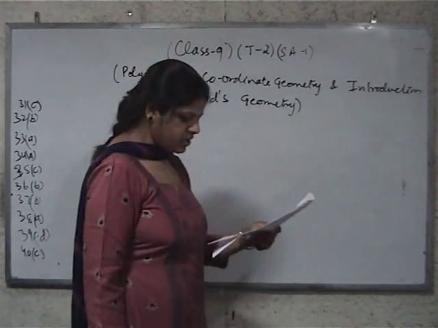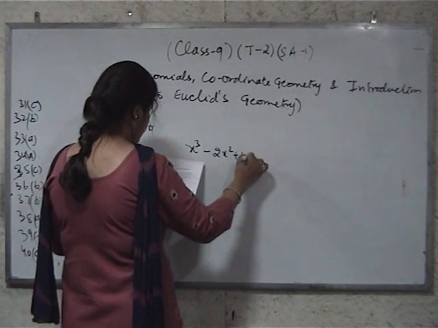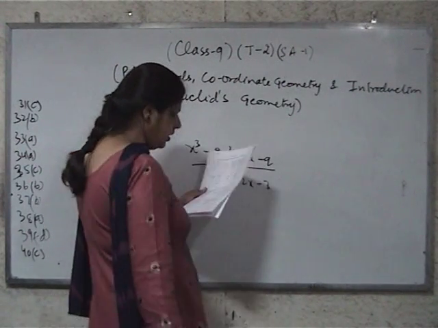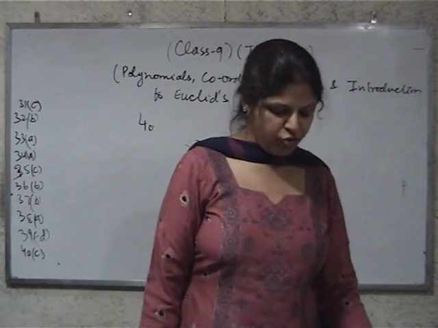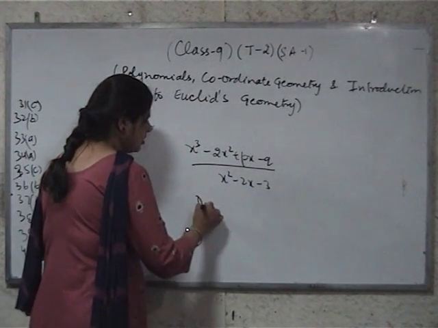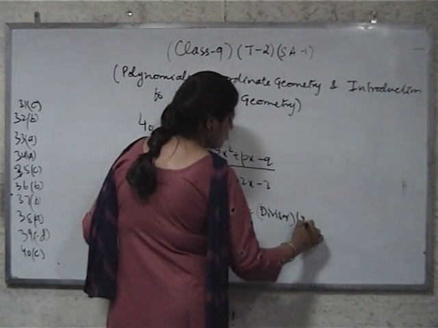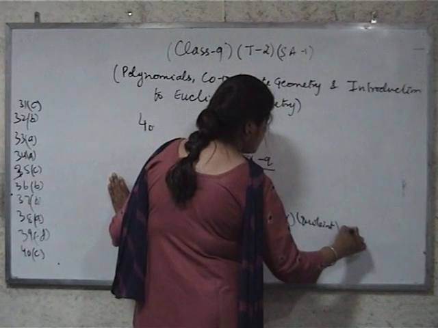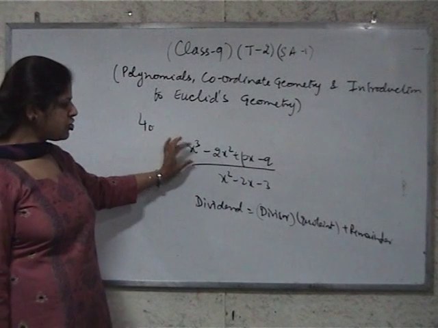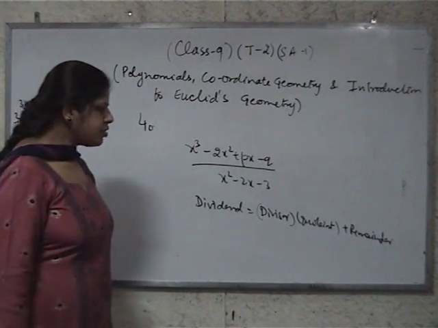See, question number 40: when x cube minus 2x square plus px minus q is divided by x square minus 2x minus 3, the remainder is x minus 6. The values of p and q are to be calculated. Here I will use: dividend is equal to divisor into quotient plus remainder. This is the dividend, this is the divisor. Remainder is given to me. Quotient is not known to me.